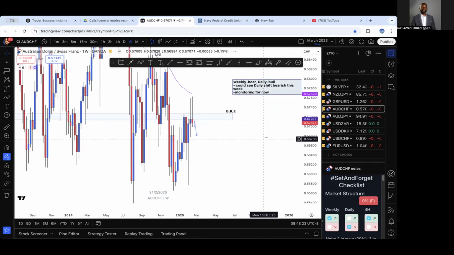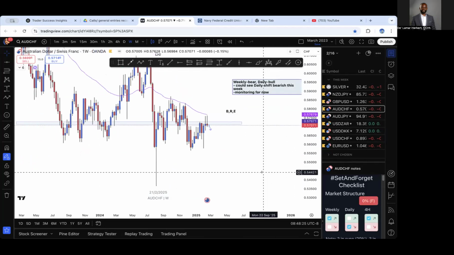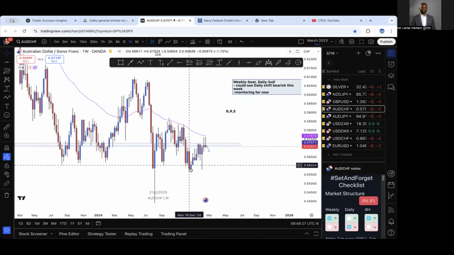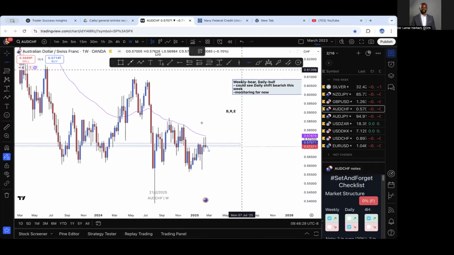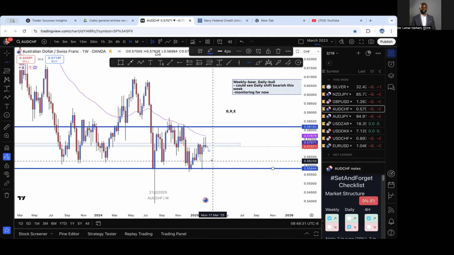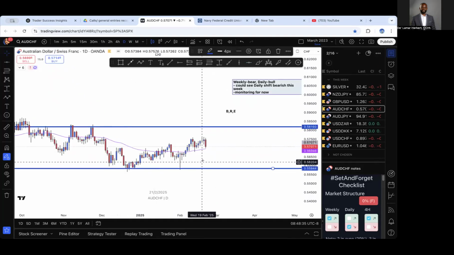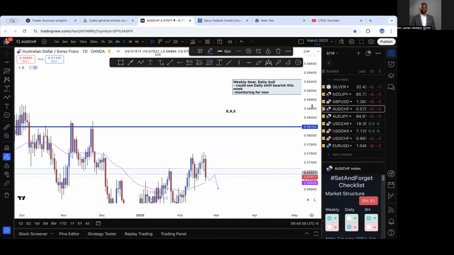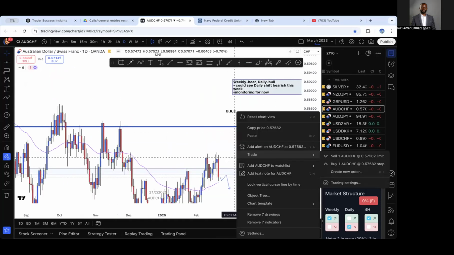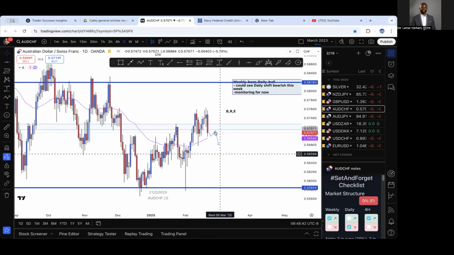AUD CHF, weekly is bearish. Okay, we'll count this whole thing as bearish. We are at the area of interest for the weekly. Daily is bullish, technically. Even though we're at the area of interest, we will need to see a shift. The shift can definitely happen.